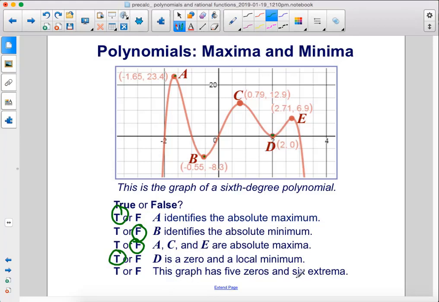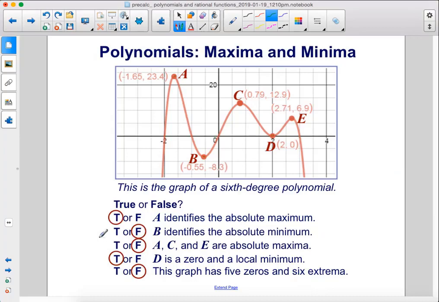This graph has 5 zeros and 6 extrema. There are 1, 2, 3, 4, 5 zeros. However, there are 1, 2, 3, 4, 5 extrema, not 6, so this is false. And there you go.